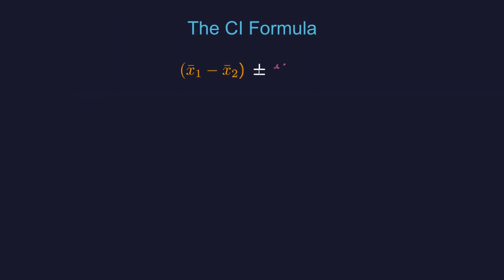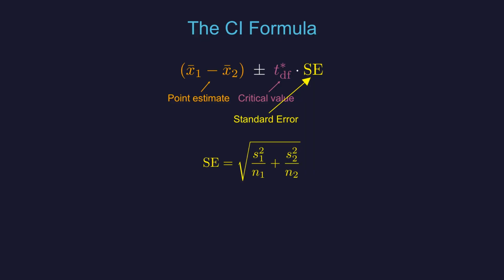The confidence interval formula has three components. First, the point estimate, the difference in sample means x bar 1 minus x bar 2. Second, the critical value t star from the t-distribution with appropriate degrees of freedom. And third, the standard error, which quantifies the precision of our estimate. The standard error uses the same formula as in the hypothesis test, combining the variance from both groups.